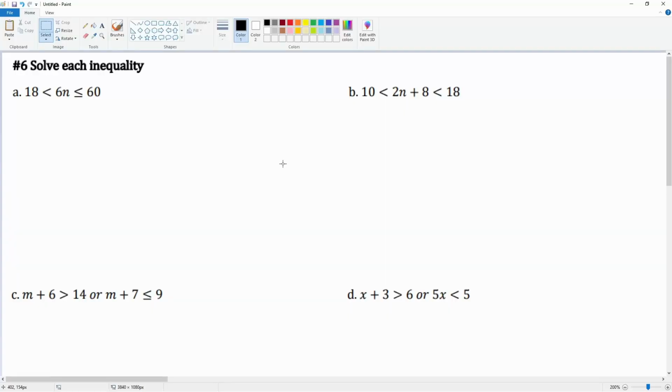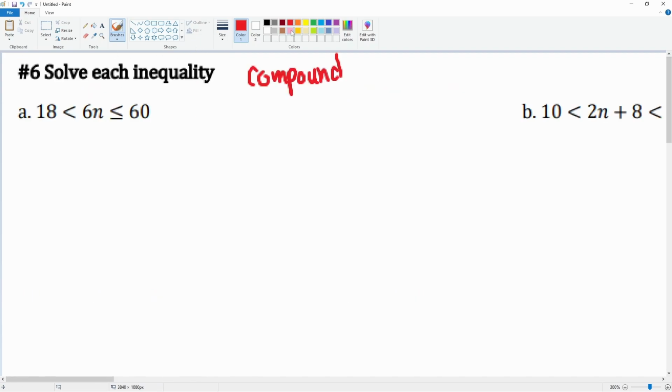Number 6, you're going to solve each inequality here. Notice these are all compound inequalities, if you didn't notice. The A and B are all AND problems, and C and D are all OR problems. So let's take a look at A, which is the compound AND.